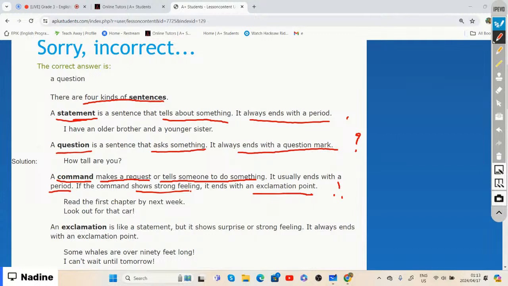And then we have an exclamation sentence, right? An exclamation sentence is like a statement. It tells you about something. But when it comes to an exclamation sentence, it shows surprise or strong feelings. And an exclamation sentence always ends with an exclamation point.